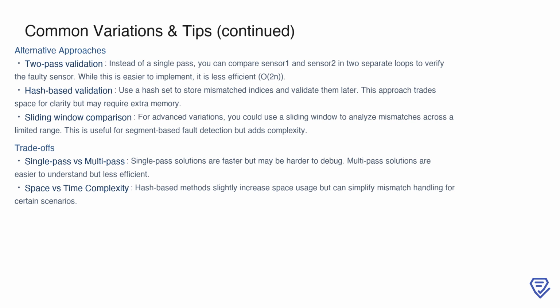For more advanced variations, you could consider a sliding window comparison. This involves analyzing mismatches within a specific range, which can be useful for segment-based fault detection. However, it adds complexity to the solution. Each method involves trade-offs. Single-pass solutions are faster and more efficient but can be harder to debug, whereas multi-pass solutions are easier to understand but less performant. Similarly, hash-based methods use more memory but might simplify mismatch handling for certain scenarios. Carefully weigh these trade-offs based on the problem constraints and the context in which you're applying your solution.